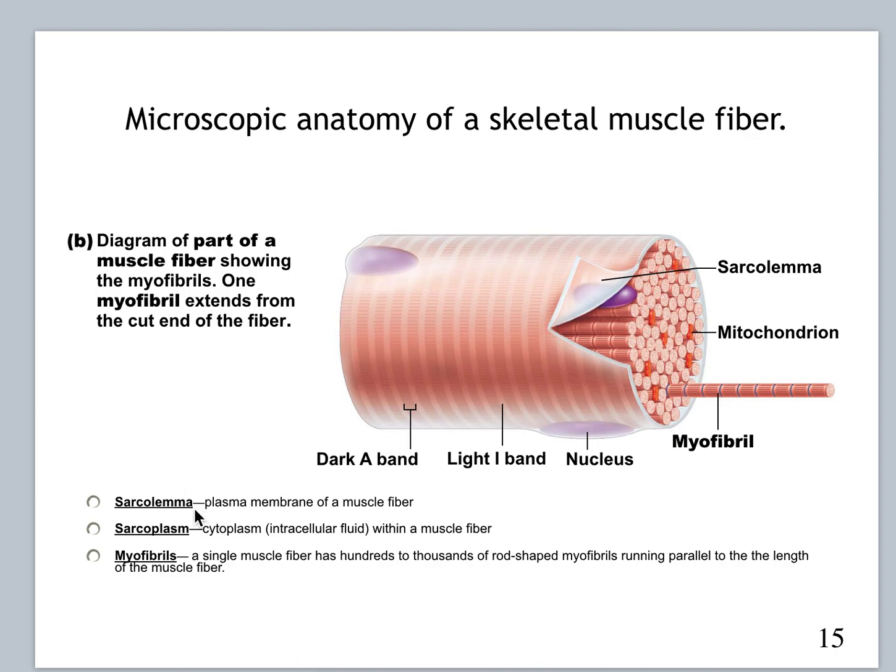The sarcolemma, remember that sarco is a prefix that denotes muscle. Sarcolemma is just another name for the plasma membrane of the muscle fiber, this membrane that goes around the muscle fiber. Sarcoplasm is the cytoplasm, which is the intracellular fluid within the muscle fiber. A single muscle fiber has hundreds to thousands of rod-shaped myofibrils running parallel to the length of the muscle fiber. Each of these is a myofibril. They're the components within the muscle cell.